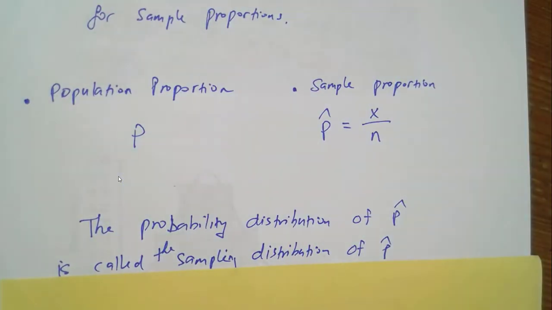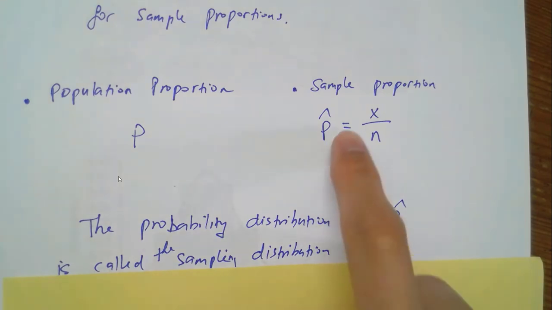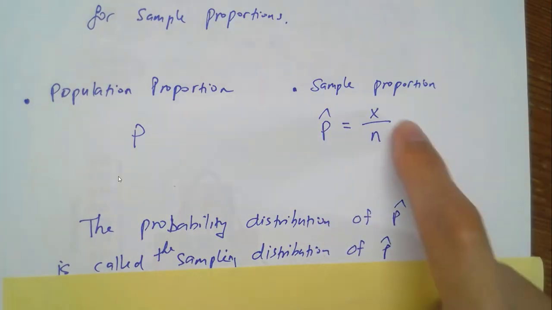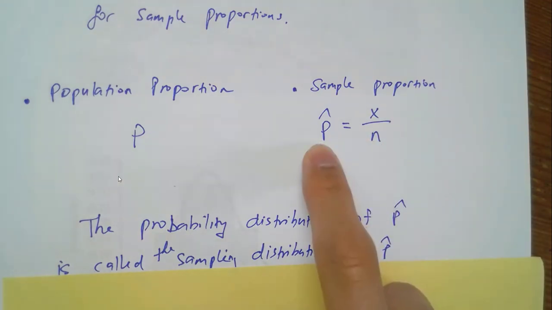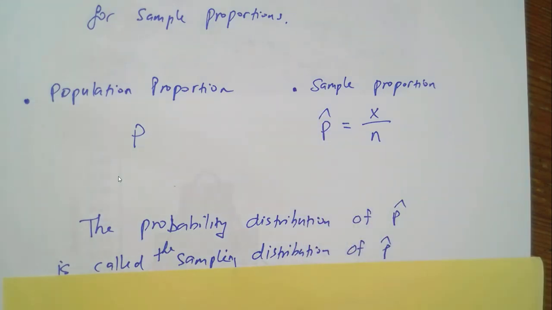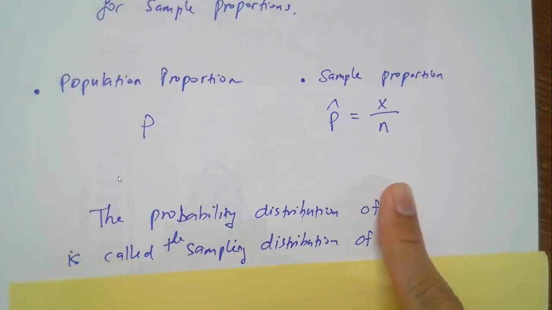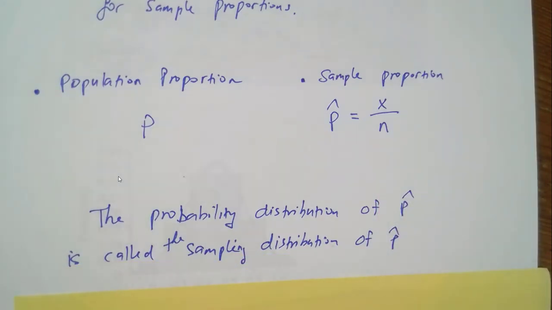Every time that we survey another 100 different people, another sample, we would get a different value for the p hat, because we would get a different answer for the x. Therefore, the value of p hat is changing, and p hat is a random variable. So it also has a sampling distribution, and the probability distribution of all the p hat values is called the sampling distribution of p hat, or of the sample proportions.